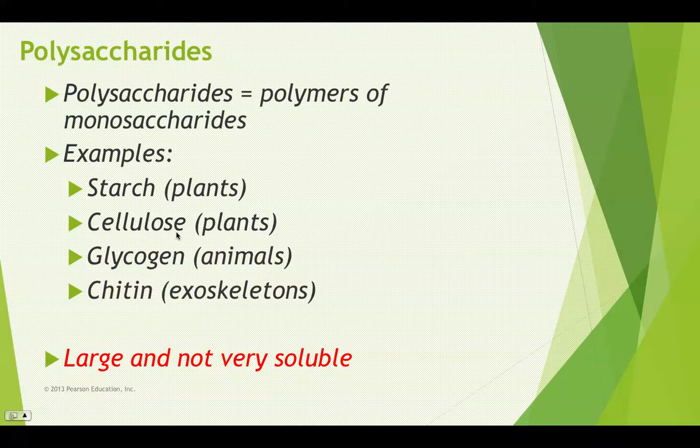Cellulose forms the plant cell walls. So cellulose is a structural polysaccharide, and it forms things that we think of such as stems, and also tree trunks are cellulose, and we make cardboard and paper out of that. Glycogen is a polysaccharide that is a short-term energy storage in animals, and chitin is a structural polysaccharide that forms the exoskeletons in insects and crustaceans like lobsters and crabs, etc.